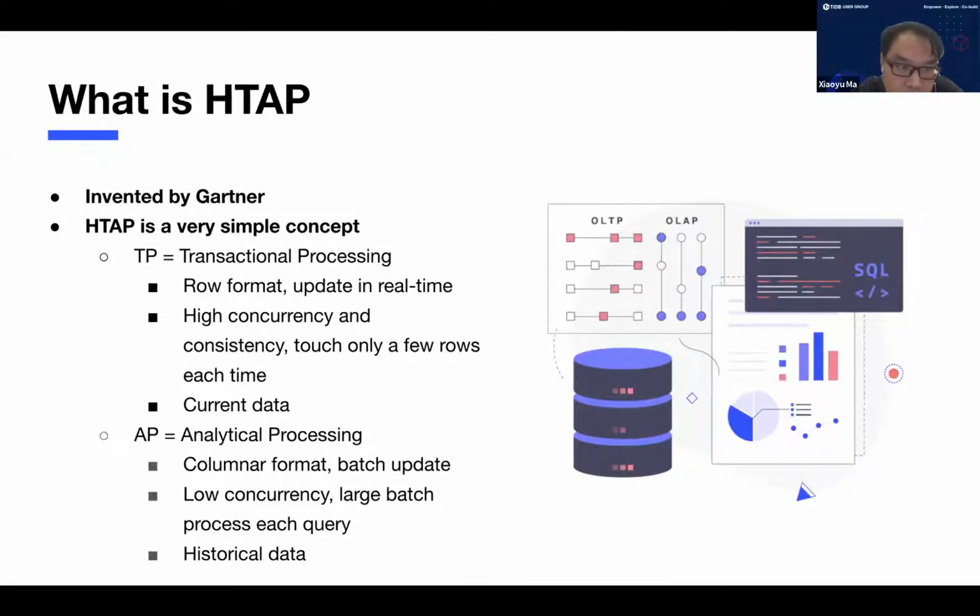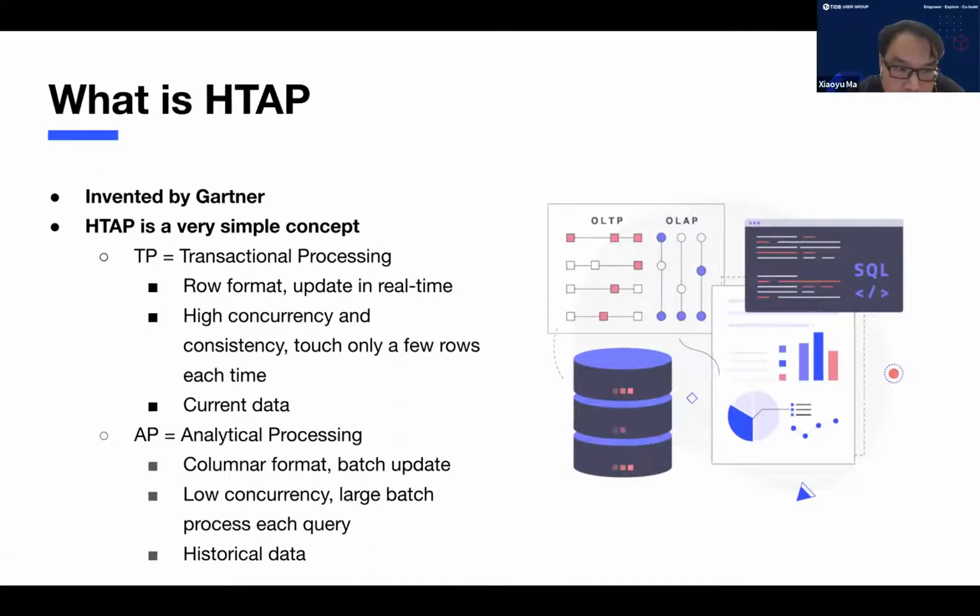For TP, the transactional workloads, they have some characteristics: they mostly use row format and need to be updated in real time. Most TP workloads have very high concurrency and need consistency. Most of the time, they only touch a few rows in each read or each transaction. They are most likely current data instead of historical data.